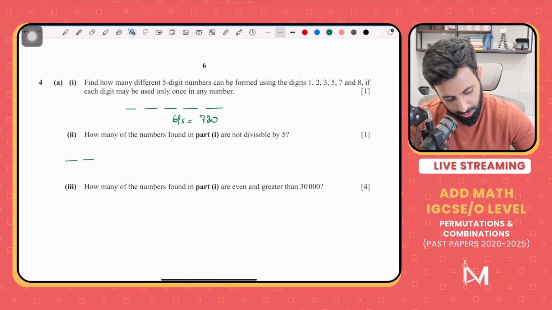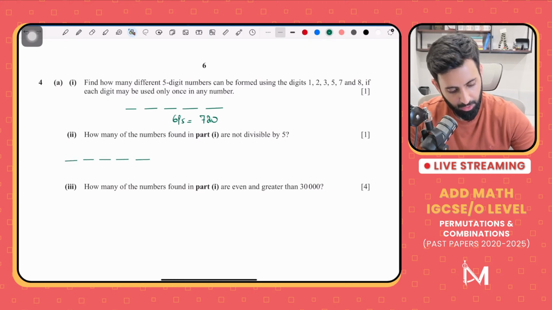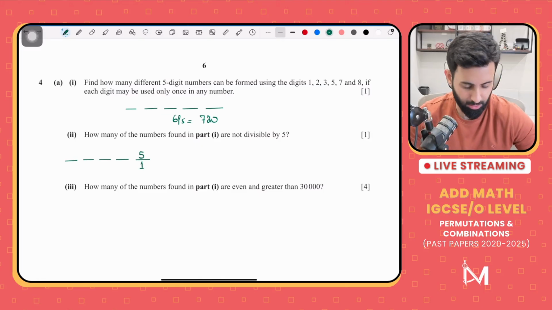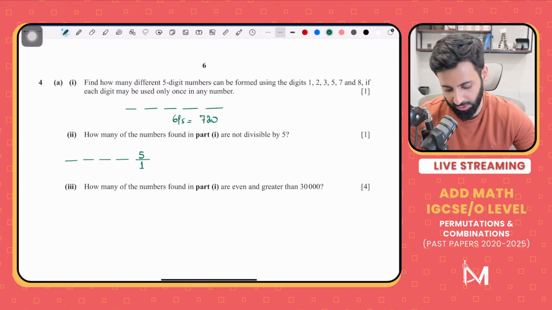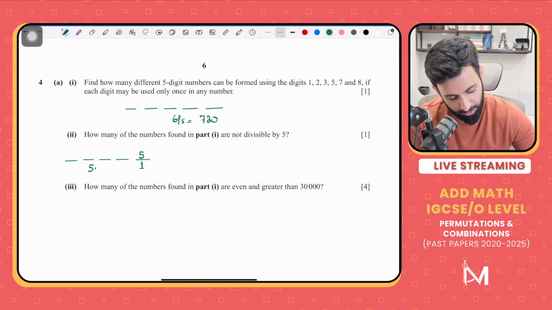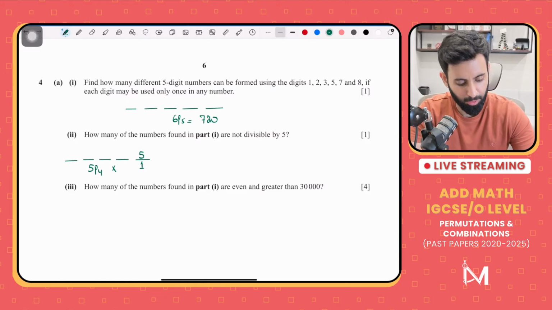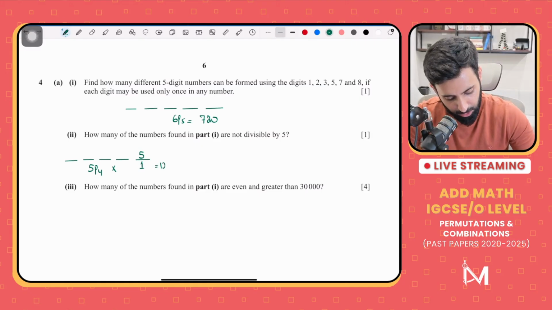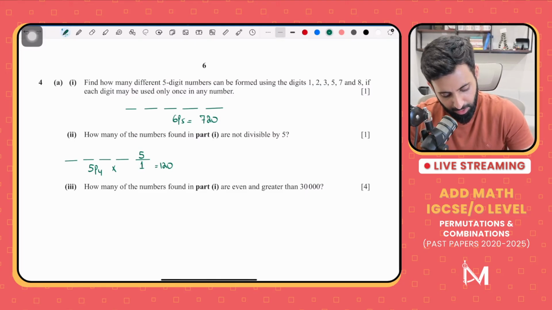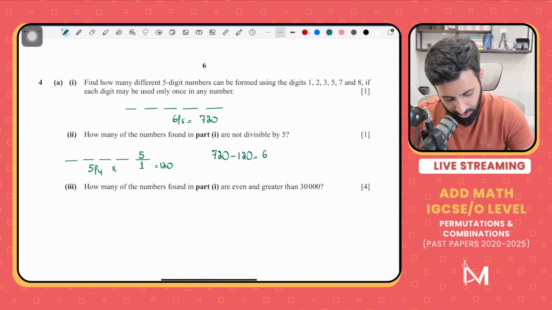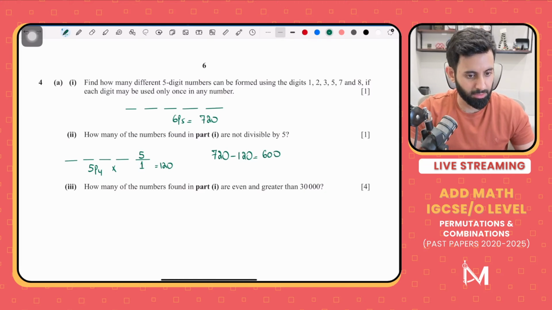So 1, 2, 3, 4, 5. Okay, now if you want to make a number divisible by 5, in the end, you got to have a 5. That's non-negotiable. Okay, so we started off with 6 numbers. Now we have used 1, so that means now we're down to 5 and we have to use 4. So that's 5P4. Okay, so 5P4 into 1, so that's equal to 120. So 120 numbers are divisible by 5. That means 720 is the total. So 720 minus 120, what's that equal to? That's equal to 600. So there are 600 numbers that are not divisible by 5.